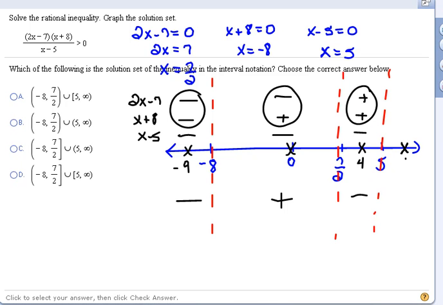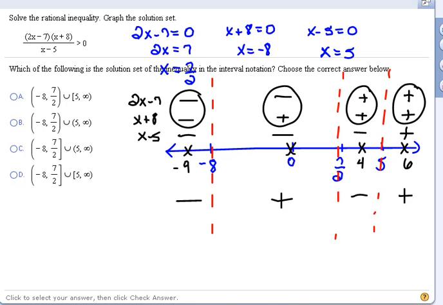Now we'll try something over here, like maybe say 6. 6 minus 5 would be positive. 6 plus 8 would be positive. And 2 times 6 would be 12, minus 7 would be positive. So multiplying these, we would have a positive number, divided by a positive is positive.